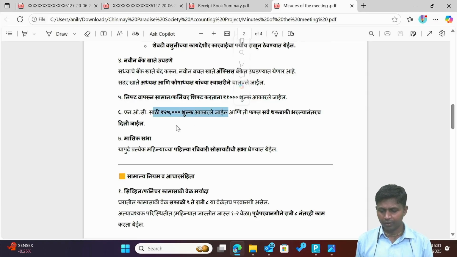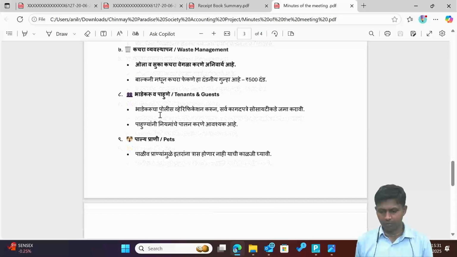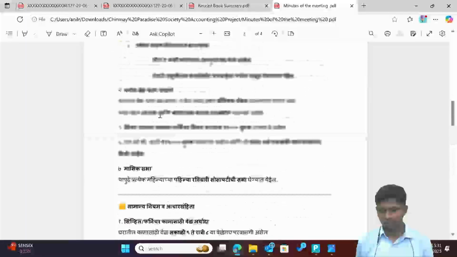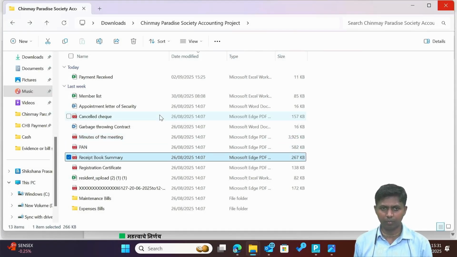We don't have any evidence of NOC charges. Forget it. The rest of the things are common, not related to monetary transactions. These are the general rules of society. Therefore, this part is over, PAN is over.